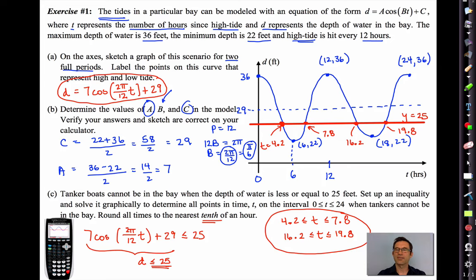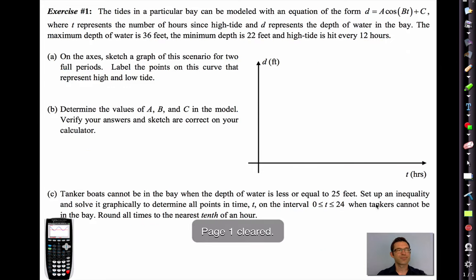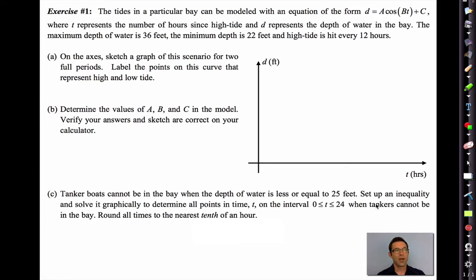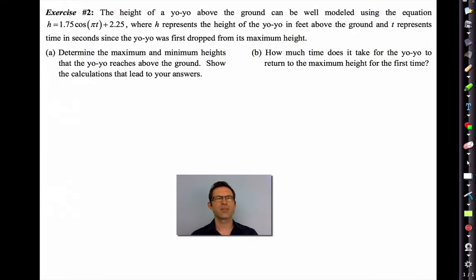Okay, I'm going to clear out the text. All right, so let's let that TI-84 go away for right now. All right, and let's take a look at the next problem. Next sheet, backside of the sheet.